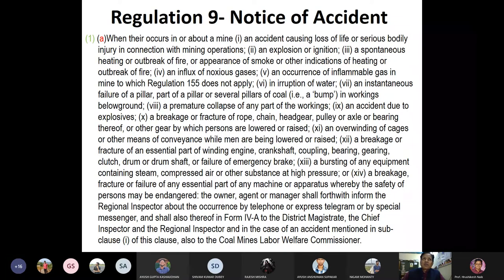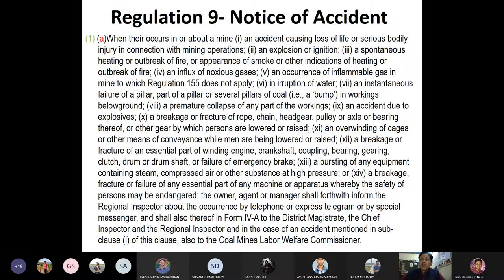Suppose some accident has taken place in your mines, what is to be done? When there occurs in or about a mine an accident which has caused loss of life, somebody has died in the mines, or serious bodily injury has taken place in connection with mining operations, then what is to be done? In the mines, sometimes accidents do take place, and sometimes some people also lose their life, or they are injured, serious bodily injury taking place while they carry out the mining operations.